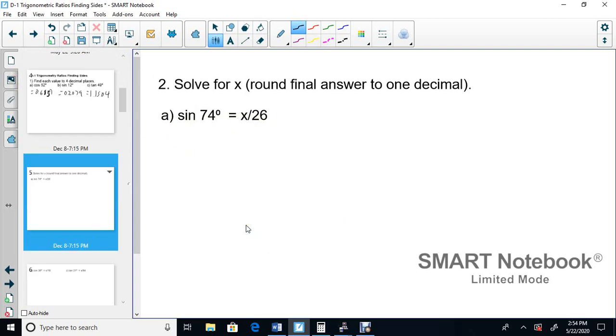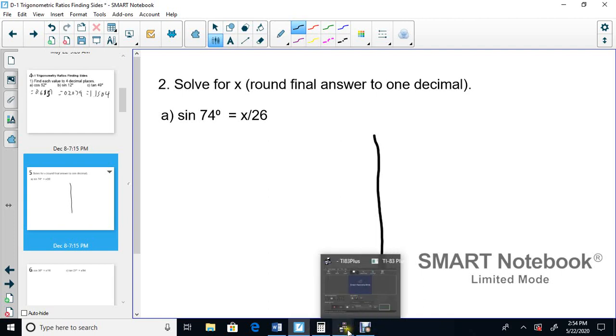There are two different ways to do this one, and I'll show you both ways, and you guys can pick. I find I like one way, I like the second way. I'm going to show you the first way, which is easier to understand, and then the second way I'll explain. So first, sine of 74. So hopefully you know which way it works.